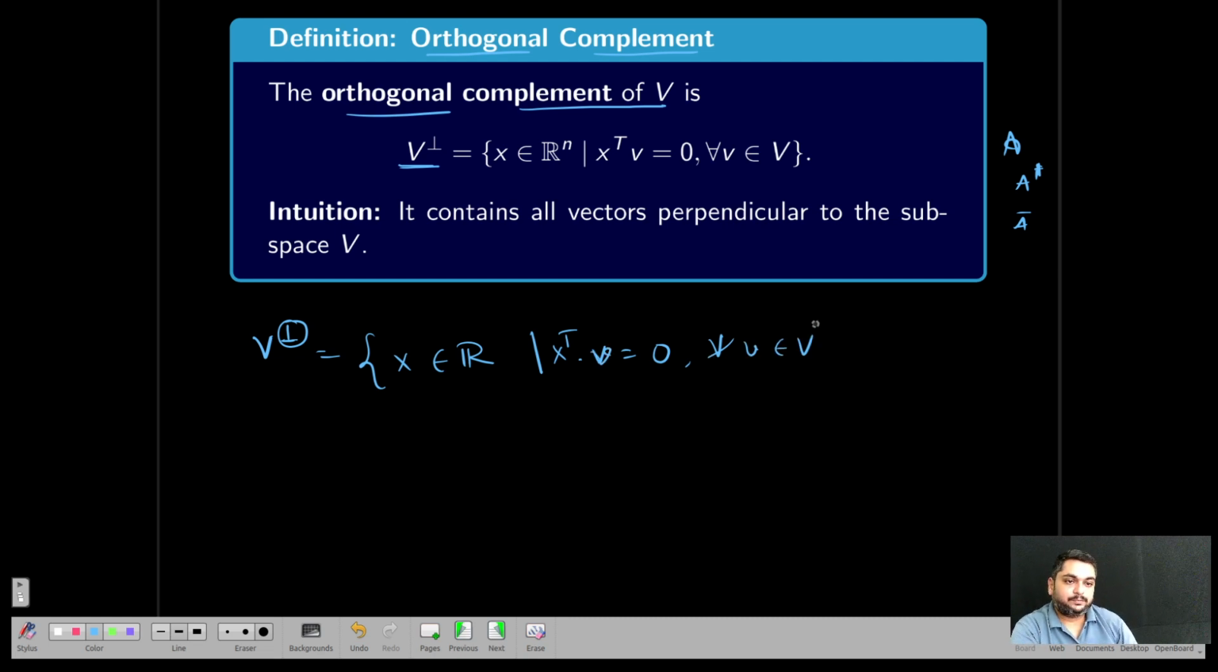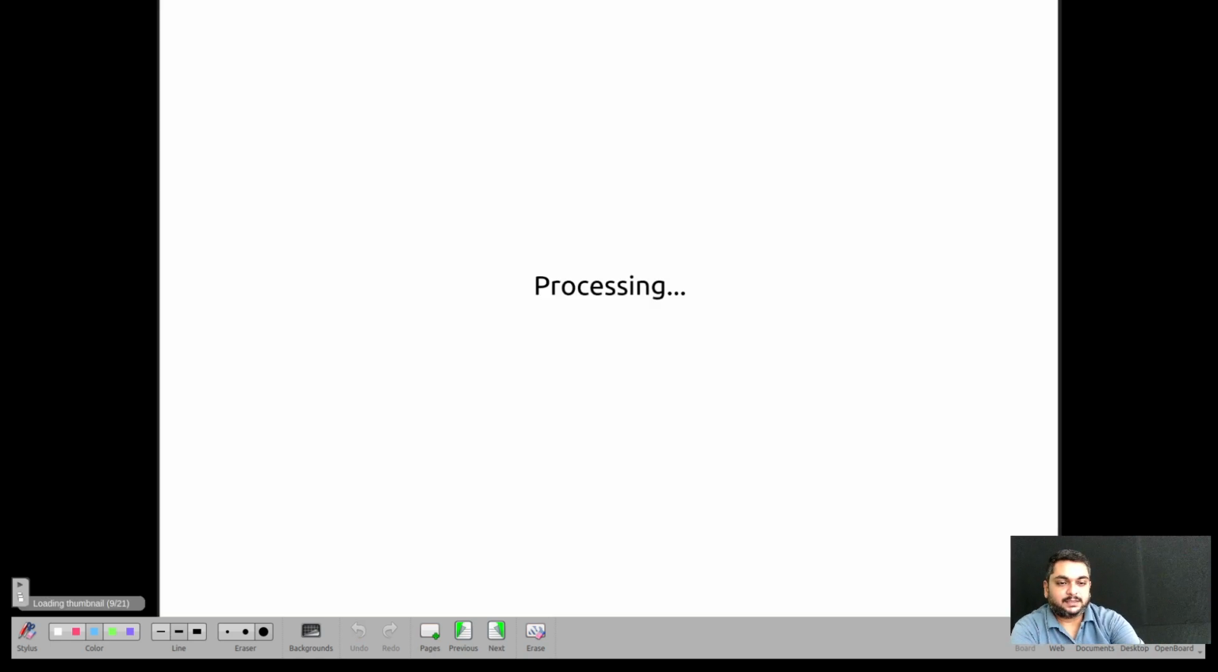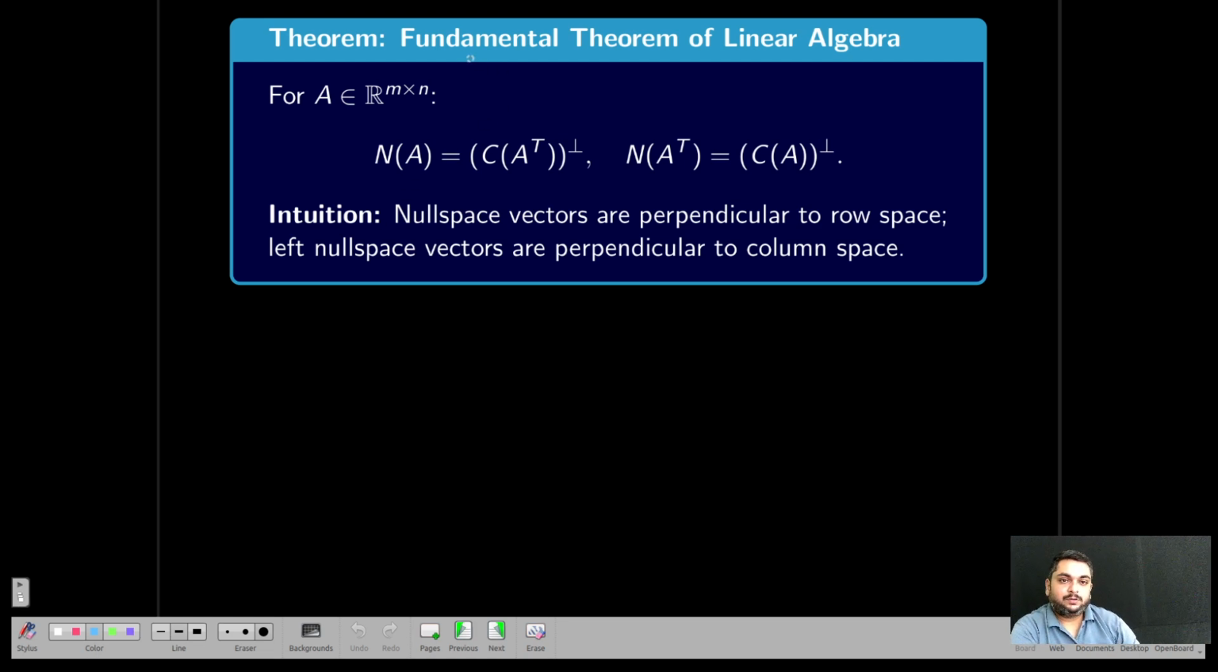So this is a small v. What it means is that it contains all vectors perpendicular to the subspace V. That is the meaning. We'll take an example, so that you can apply it to your column space concept.